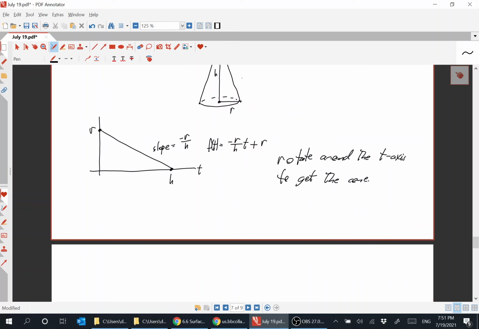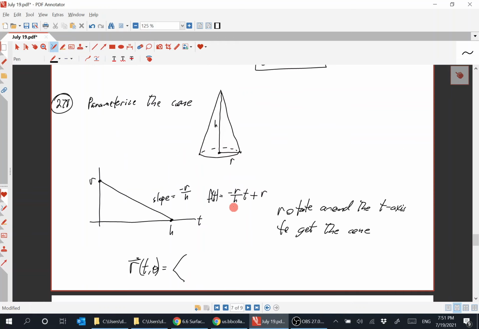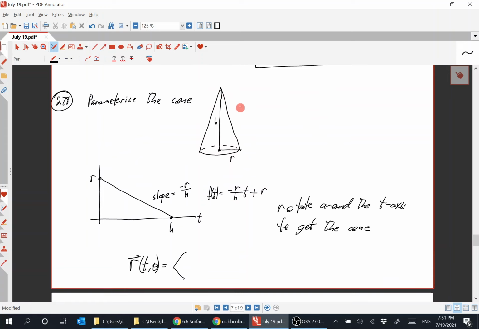And you can identify that axis with either X, Y, or Z. So I guess we'll just do Z, right? So we'll make this the Z axis. So make h the Z axis. So we'll get minus r over h t plus r. I guess we'll write it like this.